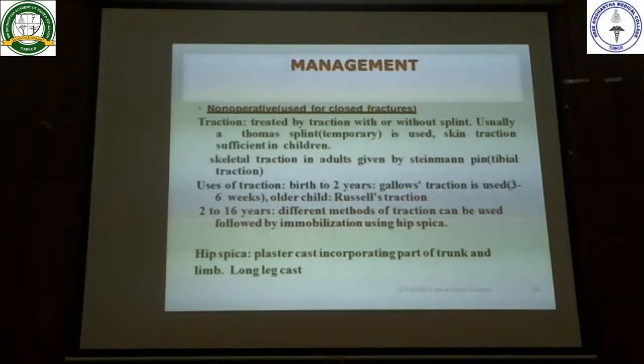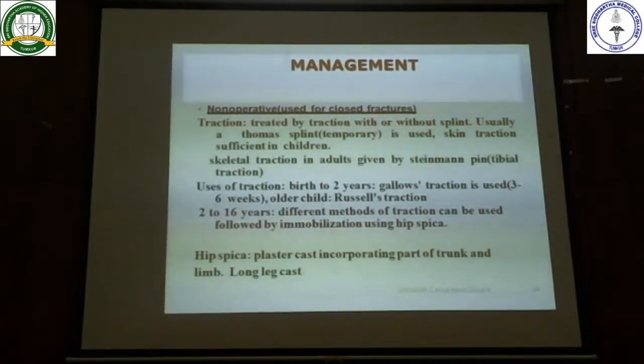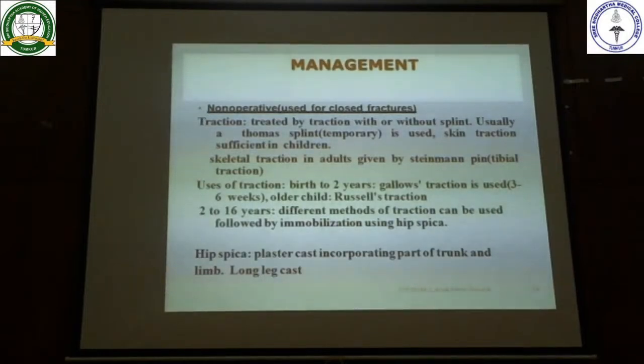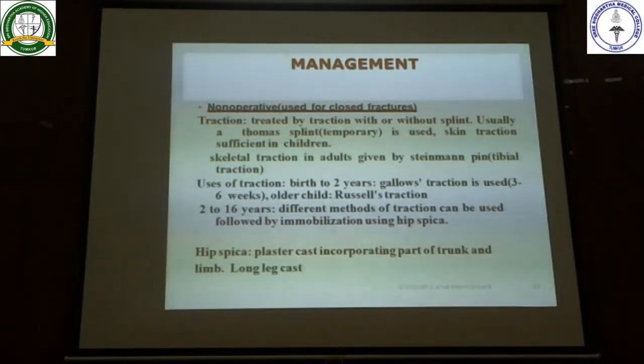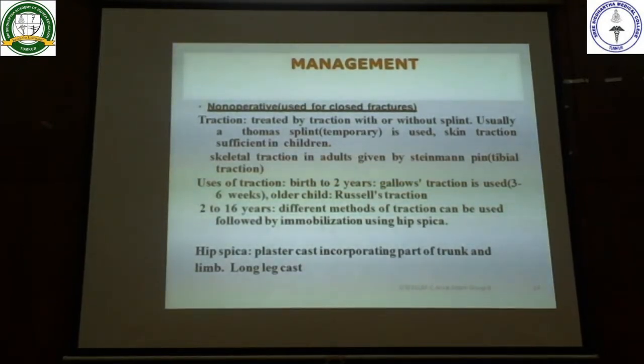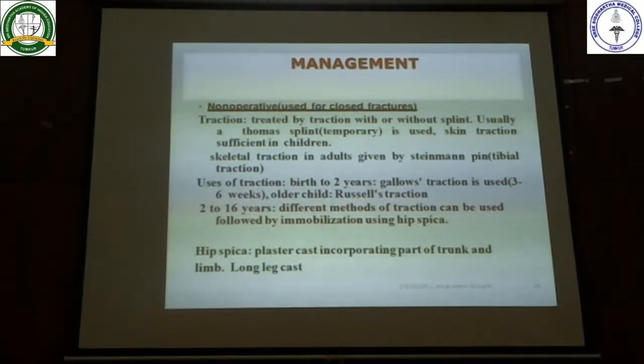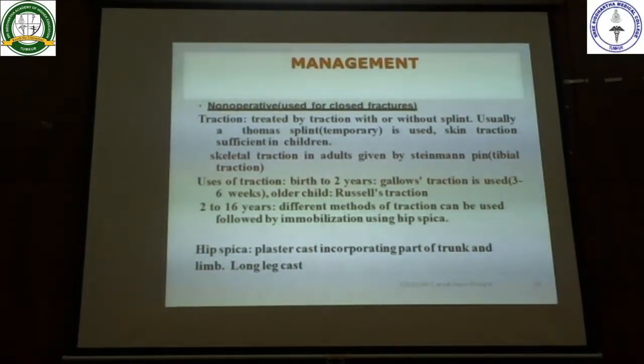Then of course we'll come to specifically the fixation of fractures, whether it's open or closed. First important point you can already notice is known as traction. I think you might be aware of what traction is, which is a very commonly used term in orthopedics. There's something called skin traction, there is something called skeletal traction. You might have had some classes already, or you might be aware of the basics there. So here it can be treated by traction.